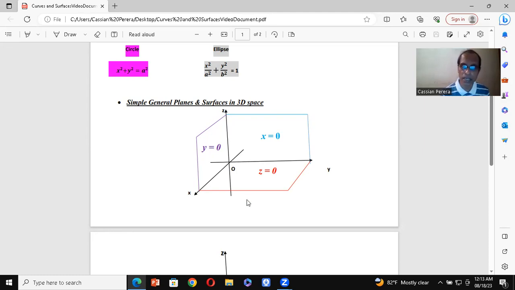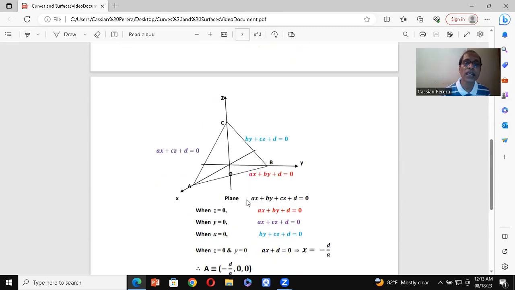Now, let's see a more complicated equation. Say you have an inclined plane which cuts the three axes at A, B, C. The equation of this plane is ax plus by plus cz plus d equals 0. Now, actually, we can see three lines. The margins of this plane consist of three lines: AB, BC, CA.